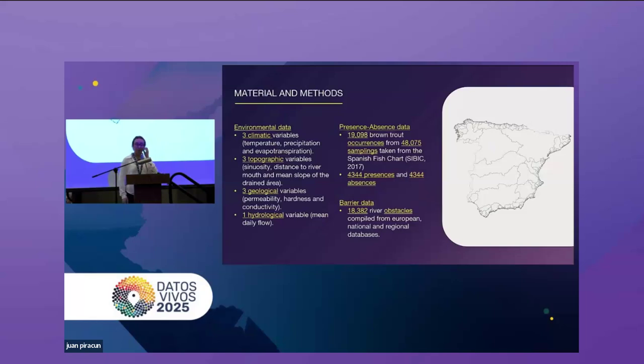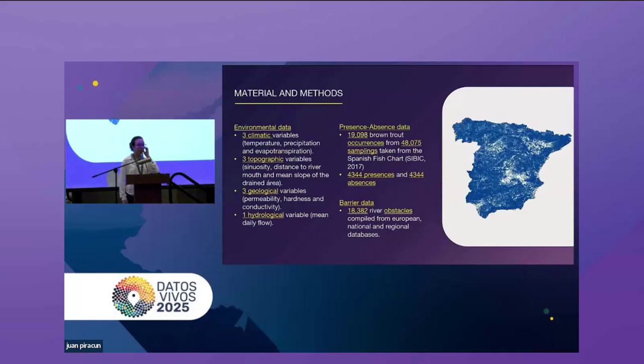For this study, our study area was mainland Spain, and we had a river network with more than 400,000 river segments, and each river segment had environmental data associated, like other speakers talked about in previous talks. For example, we had information about temperature, precipitation, and conductivity, and other kinds of environmental predictors. We used climatic, hydrological, geological, and topographic variables in our models.